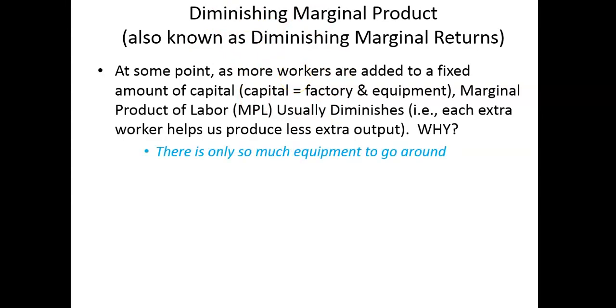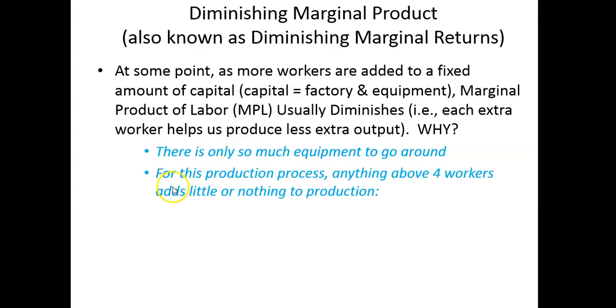Well, why is that the case? Because there's only so much equipment to go around. There's only so many unique steps in any production process that you can split the work between workers. And once you've split the work as much as you can, at some point you really can't, and each extra worker helps you produce less and less extra output. So for example, for this production process, anything above 4 workers likely adds little or nothing to production. If we were to go to the 5th worker, maybe the marginal product is even 0.